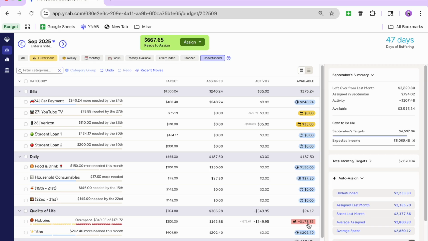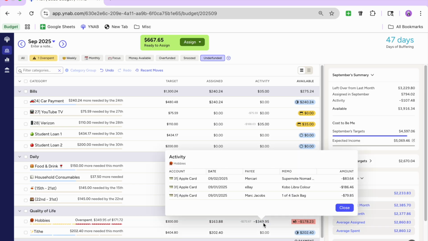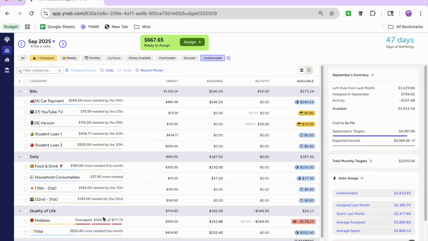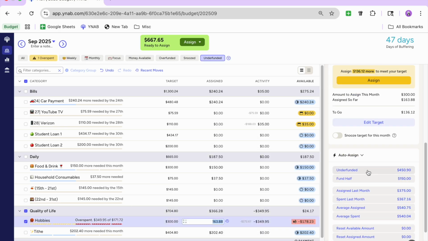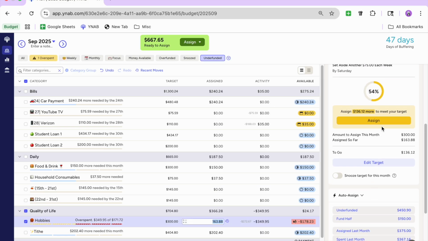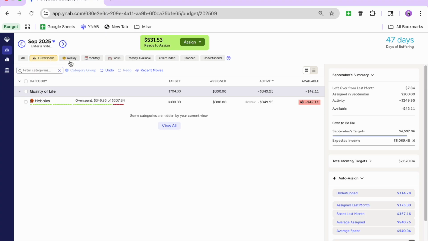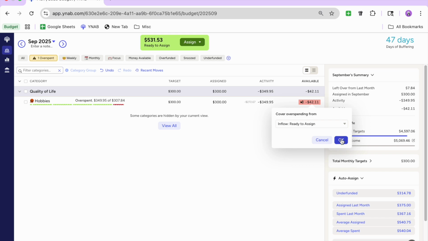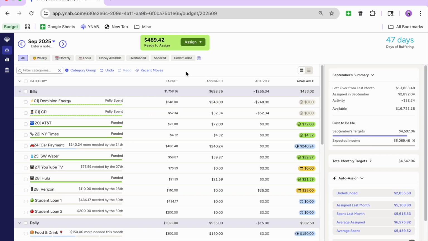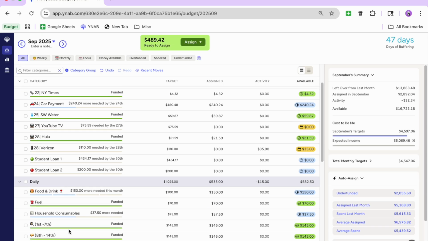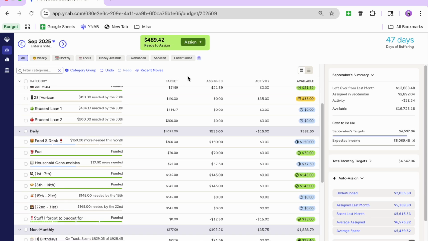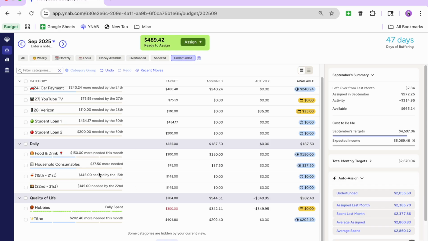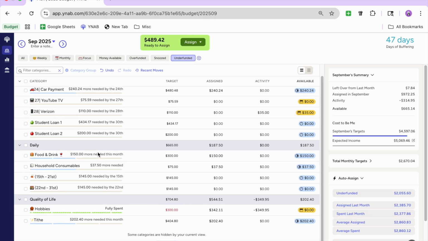How much is this? 178.23. Okay, I'm just going to go ahead and cover this. This is one of those categories where as I sell things on my eBay and Mercari throughout the month, I may have an overage in that category, but if I do, I usually move the money back out and assign it where it needs to go within a plan.